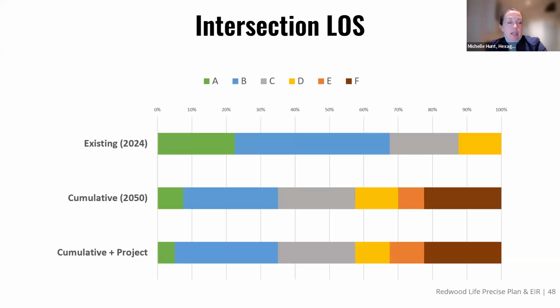And then we looked at cumulative conditions with the project, and you see there's a small difference between the cumulative without project and cumulative with project. We have slightly fewer intersections at level of service A, more have dropped to level of service B. We have fewer intersections at level of service D, more have slipped into level of service E. Next slide.